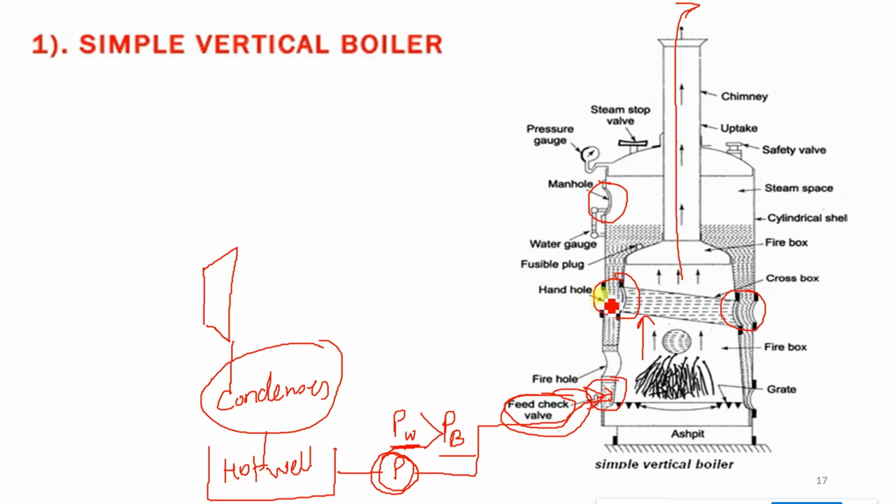Second, the handhole and manhole are provided for cleaning purposes. The handhole is provided for cleaning of the tubes, and the manhole is provided for cleaning and maintenance of the whole boiler. Then the water level indicator.